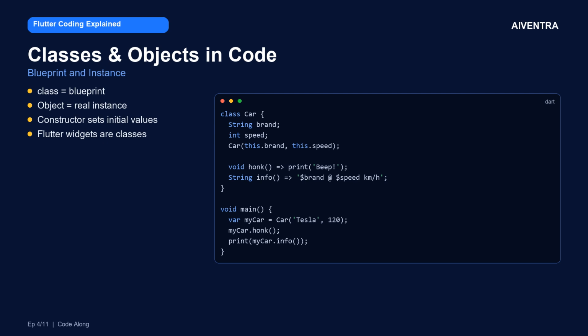Understanding classes unlocks Flutter completely. Try creating a class called Student with name and marks. Add a method that prints whether they passed. Create two Student objects and test them. This is object-oriented programming in action.